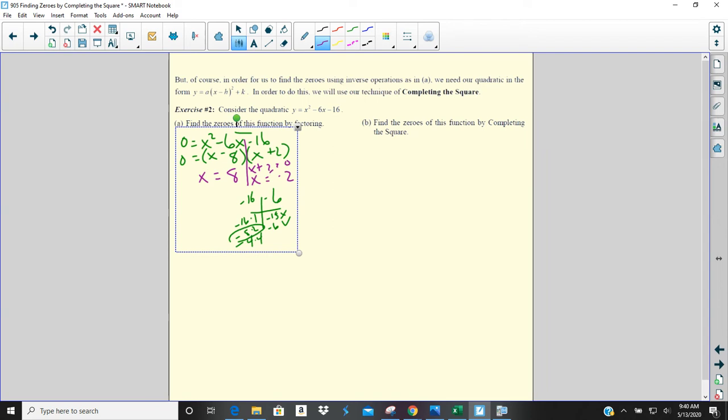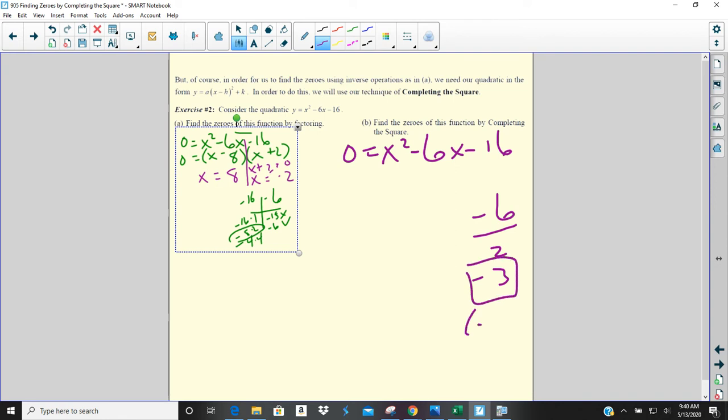So let's rewrite it. So I'm going to write 0 equals x squared minus 6x minus 16. We're going to find the factors. We're going to take negative 6 and divide it by 2. And that's negative 3, and that's our clue. We're then going to take negative 3 and square it. We get 9, and that's going to be our new C term. So our new equation is going to be 0 equals x squared minus 6x.